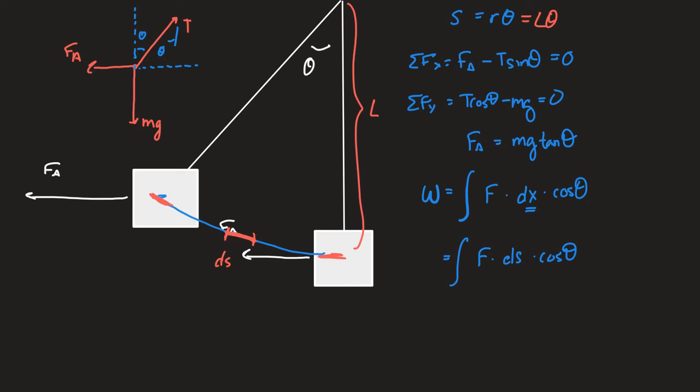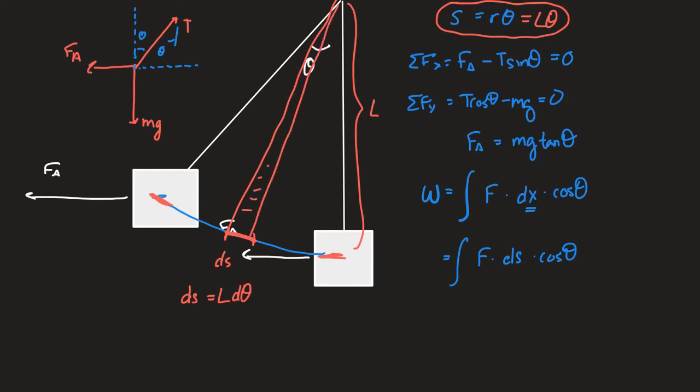That piece of arc, ds, could be put in terms of theta if I just look here and realize that I could write ds in terms of theta by saying ds is equal to L d theta, where d theta is a little piece of arc, right? A little bit of angle there. So with that in mind, I'm going to write this as the integral of FA dot L d theta times the cosine of theta. Excellent.